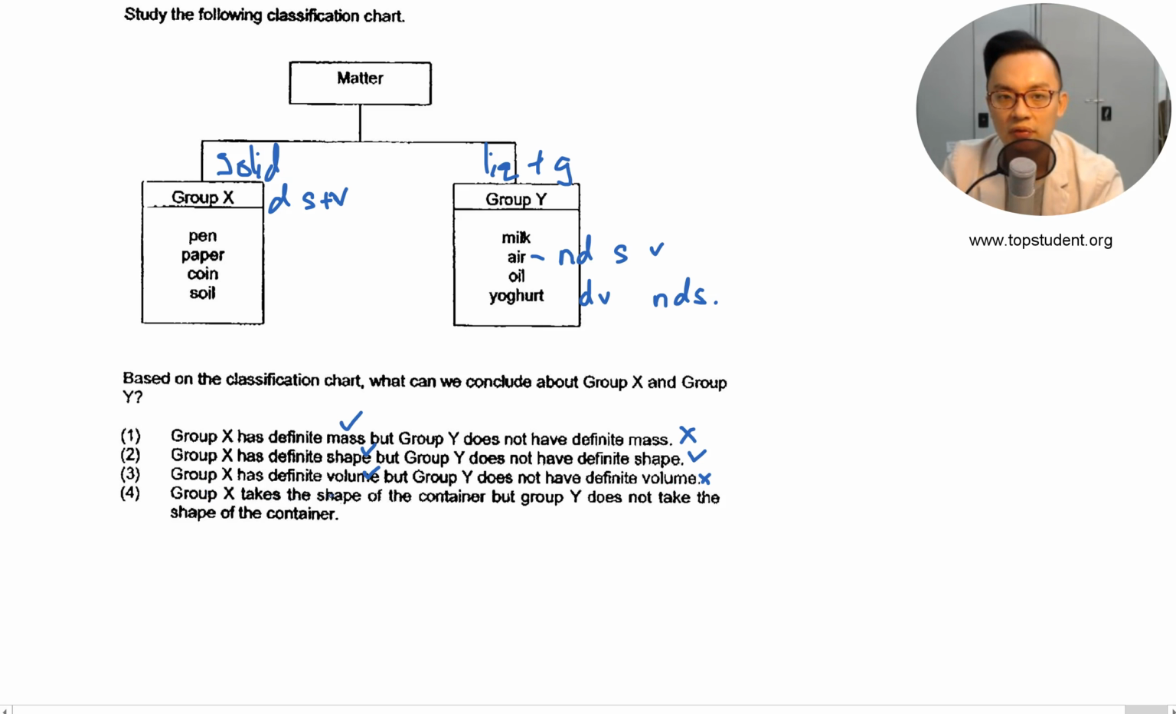Group X takes the shape of the container. That's wrong. Group X, which is solids, does not take the shape of the container. Group Y, which are liquids and gases, takes the shape of the container. So the answer is number 2. Just to quickly explain again, group Y does not have definite shape. You have liquids and air, so they all do not have definite shapes. And these are all solids, so they all have definite shapes. Therefore, answer number 2 is correct.